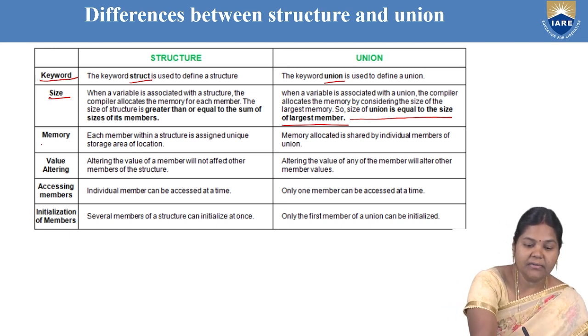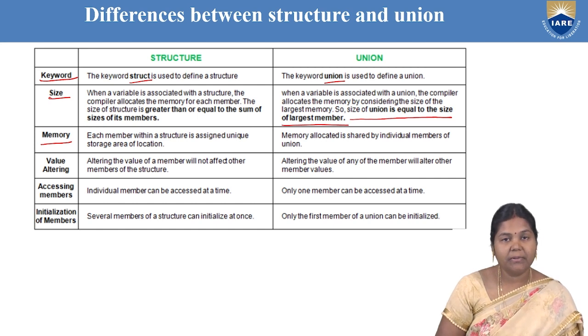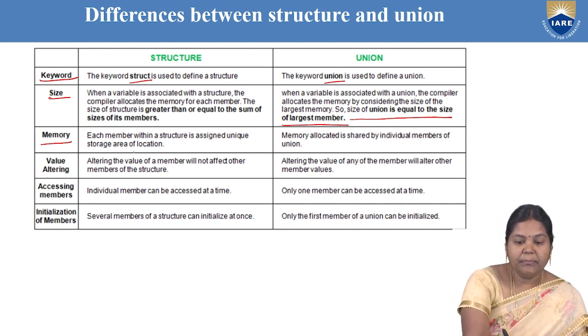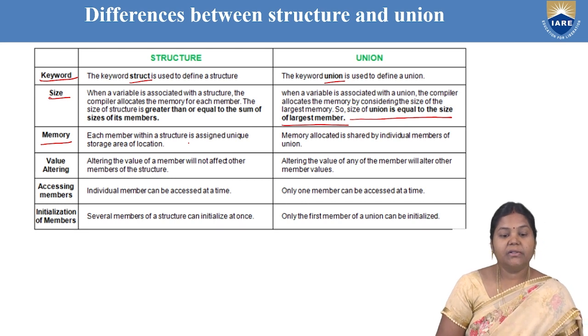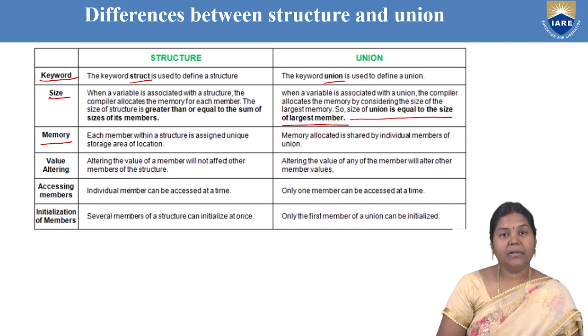Third difference is in terms of memory. Between a structure and union, the memory requirement for a structure is more than for a union, because every member will have its own memory location. Each member within a structure is assigned a unique storage area, so there is no sharing among the members. But in a union, the allocated memory is shared by the individual members of the union.